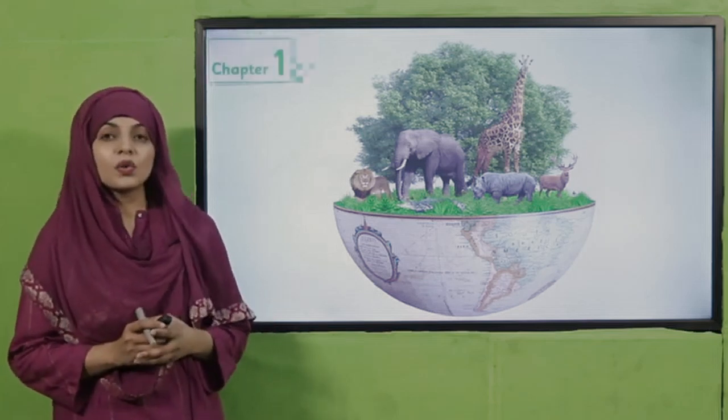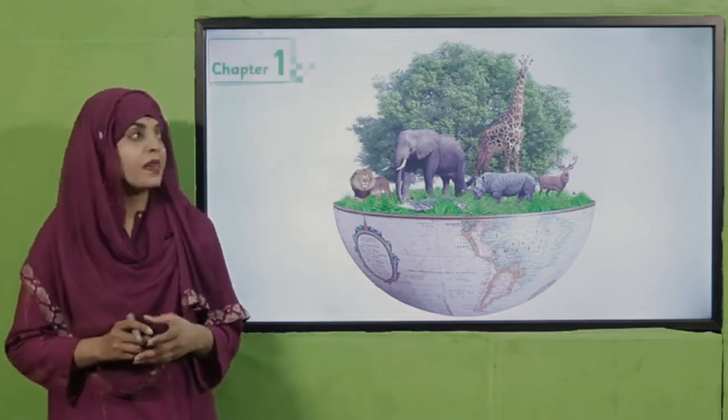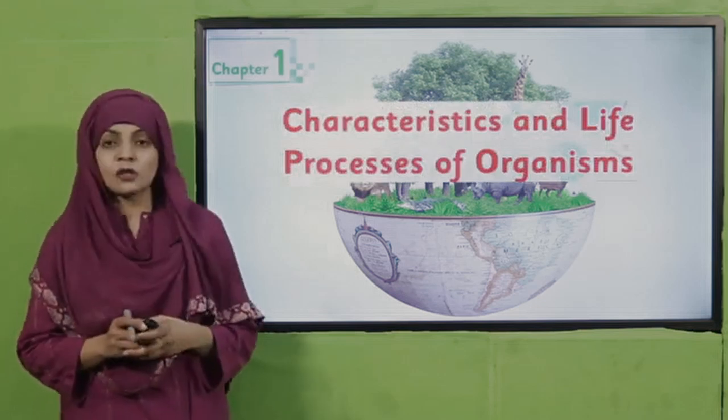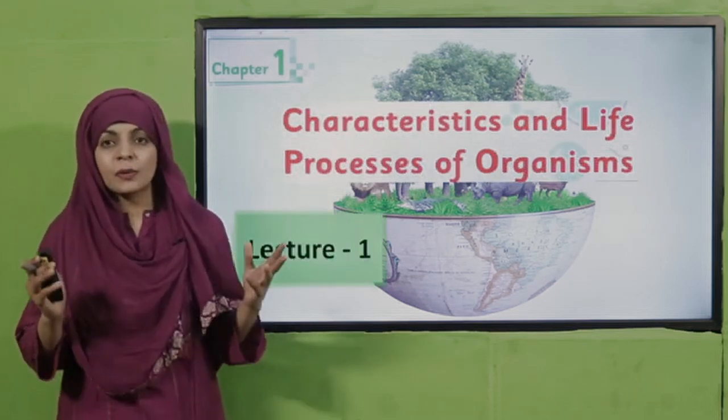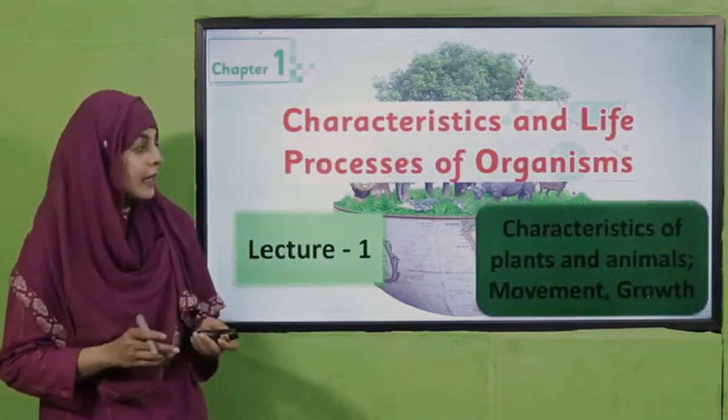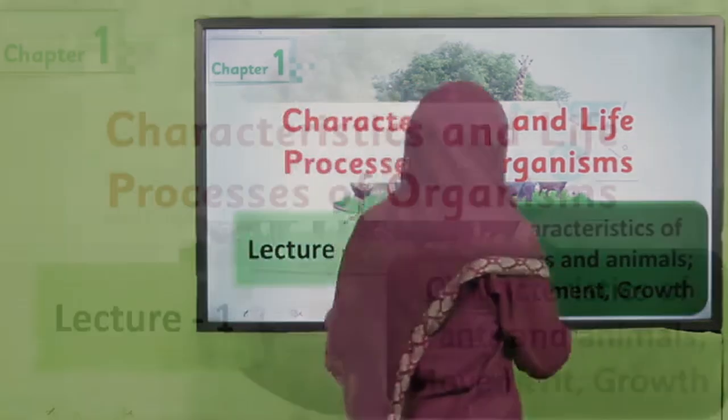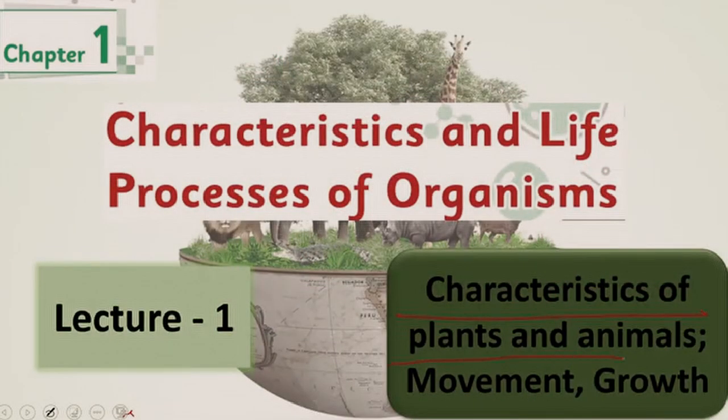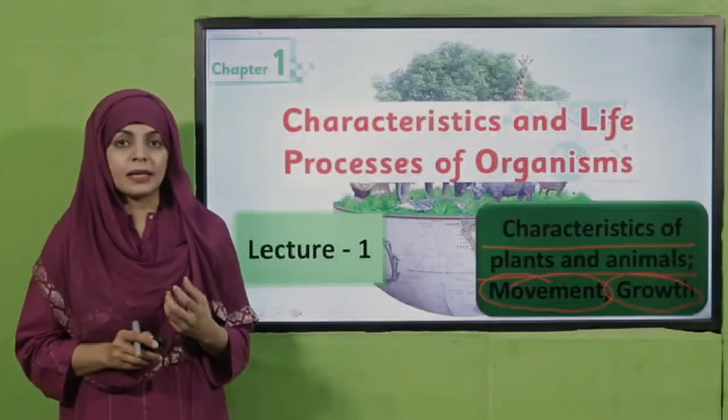My dear students, as you know that we are on chapter number 1, that is characteristics and life processes of organisms, and today I will deliver its second lecture. In this lecture, you will be able to study about the characteristics of plants and animals, specifically movement and growth. So my dear students, as you know we are studying the different characteristics of plants and animals, so today we will discuss movement and growth.